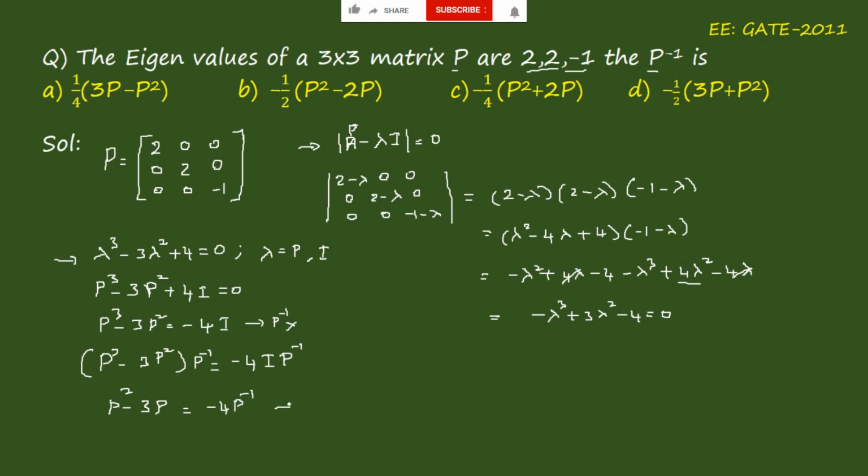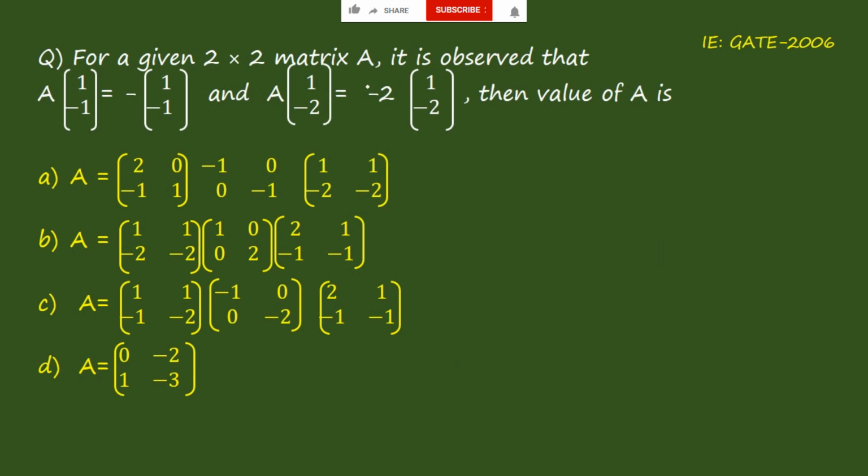You have to get the value of P inverse, and P inverse becomes 1 by 4 into, as the minus is there, 3P minus P squared, right? So we got P inverse. So in the options, the correct one is option A. Now coming to the next question. The question is: given a 2 cross 2 matrix A, it is observed that A into a column matrix is equal to minus of some column matrix, and A into some column matrix is equal to minus 2 times a column matrix.